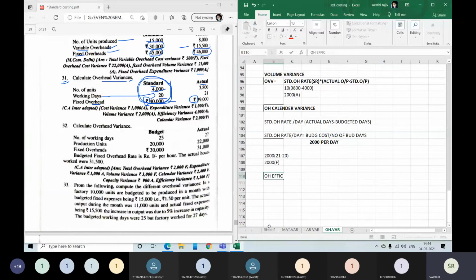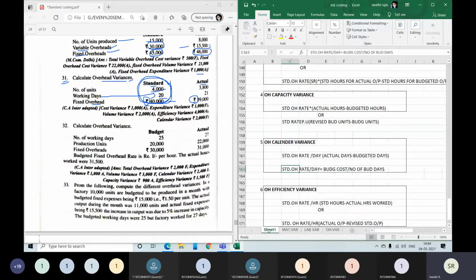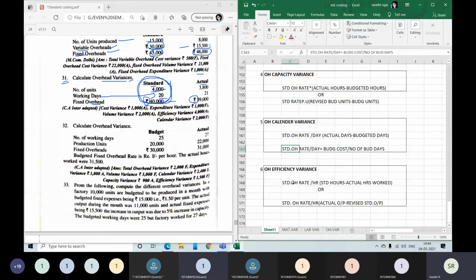Overhead efficiency variance. Overhead efficiency variance. Now, do you remember the formula for overhead efficiency variance? Is this given to us? Standard overhead rate per day. Is it given to us? Yes, 2,000. What is 2,000? Where is 2,000? I can't see it. We found out, no ma'am, standard overhead per day. Per day, no. This is not day, no. Per hour or unit, per hour or unit it is?